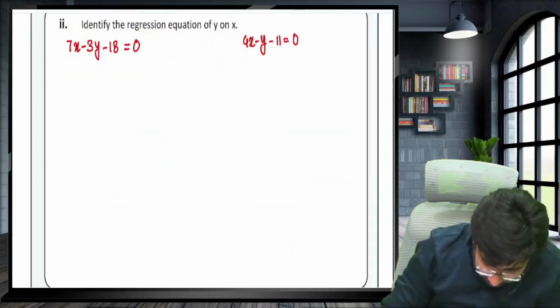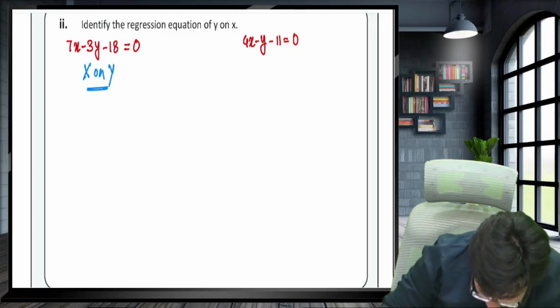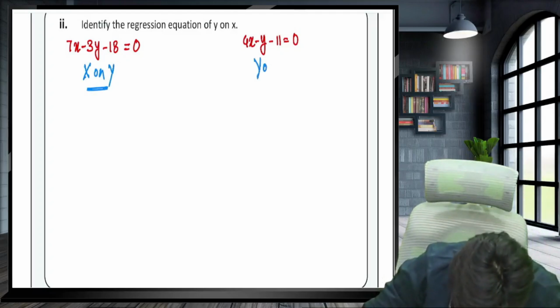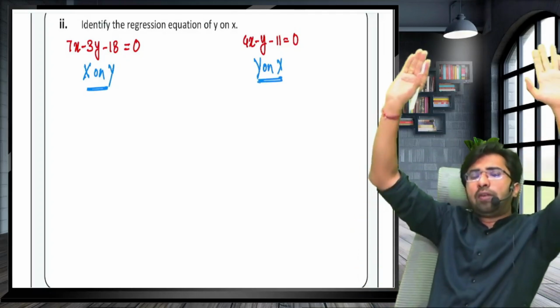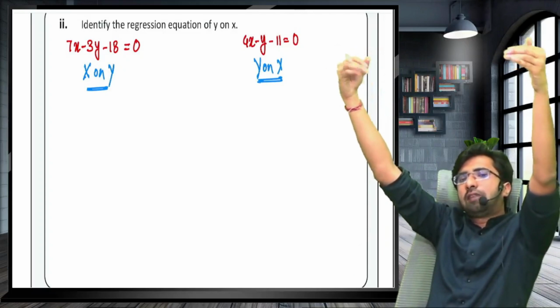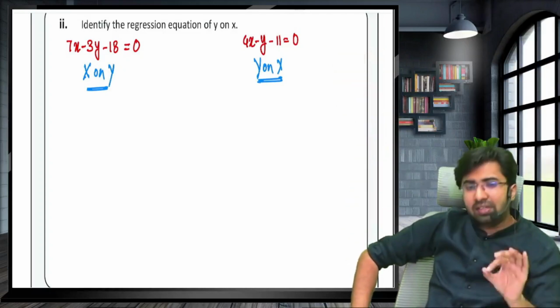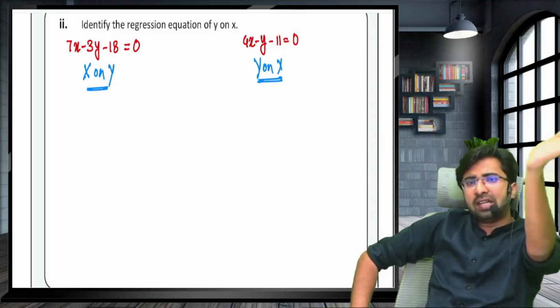Guys, just tell me, can I assume this as x on y? Are you comfortable? Can I take this as x on y and this as y on x? Okay, let us assume, step number 1: assume any line, one as x on y, one as y on x. Guys, can you present this in the standard format of x on y? Sir, yes sir, we will make x on one side and send the remaining to the other side.